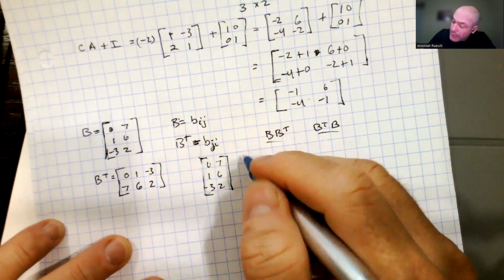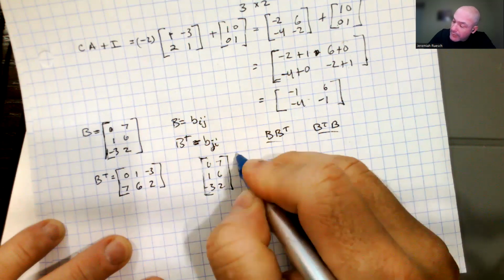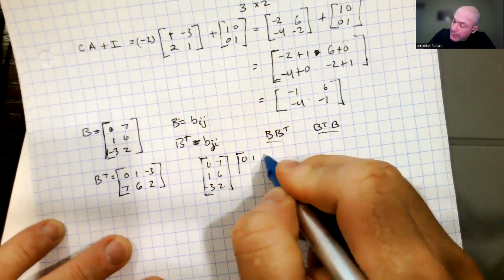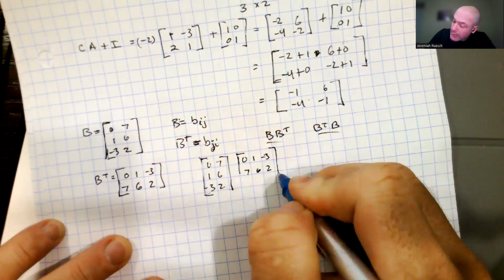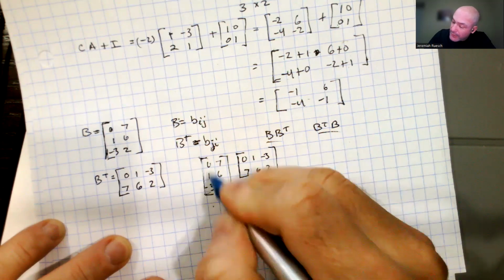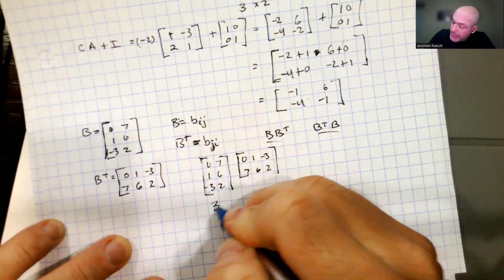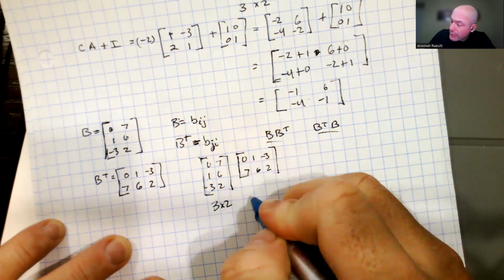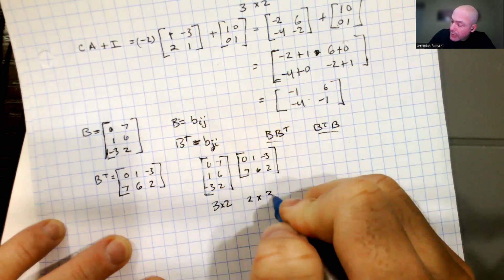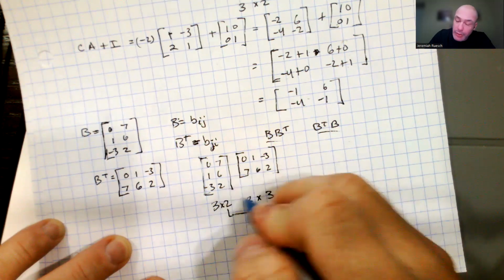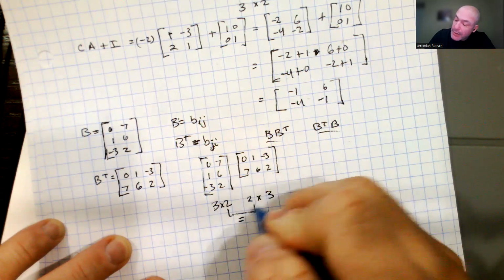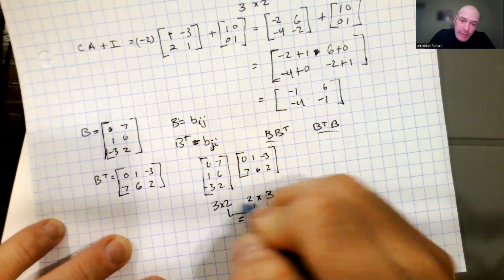And B transpose is 0, 1, -3, 7, 6, 2. This is a 3 row by 2 column matrix, and this is a 2 by 3. So notice that these two do line up. So this product is defined, and our product is going to be a 3 by 3 matrix.